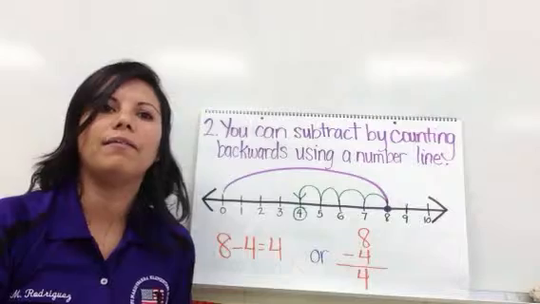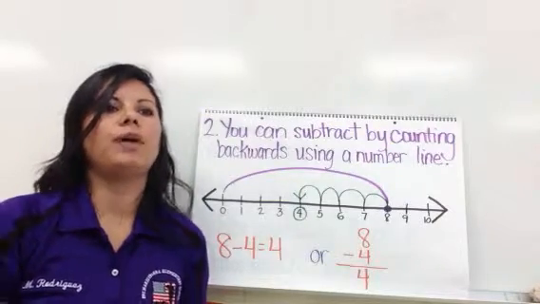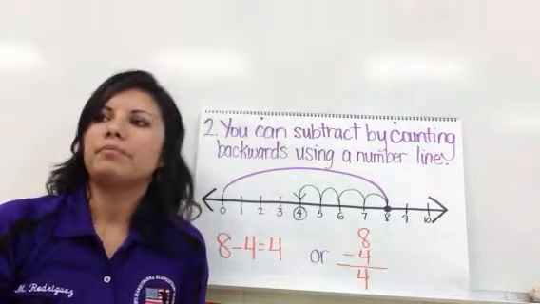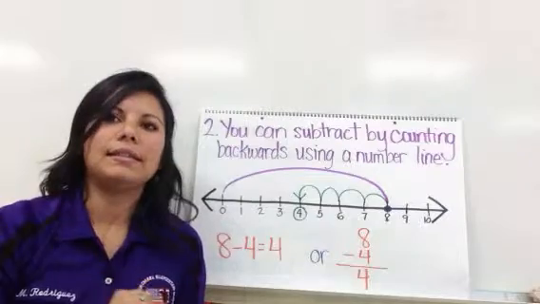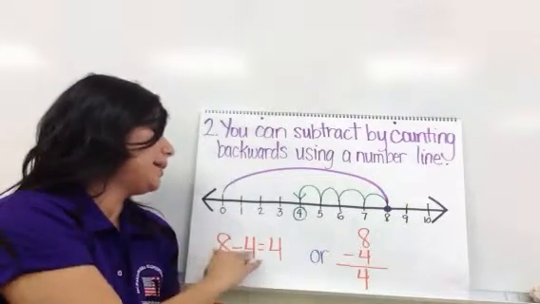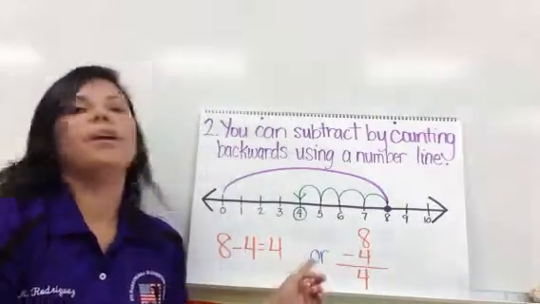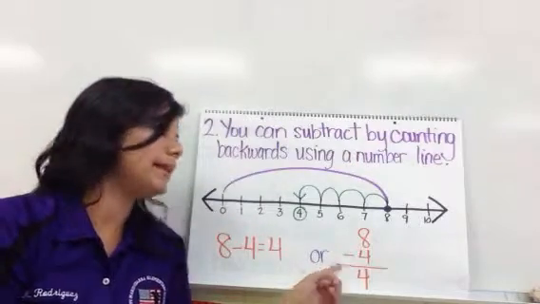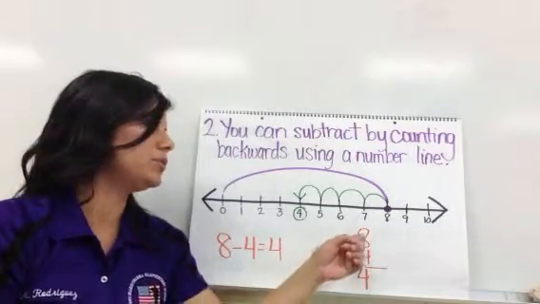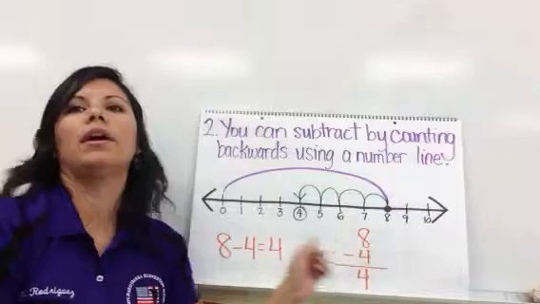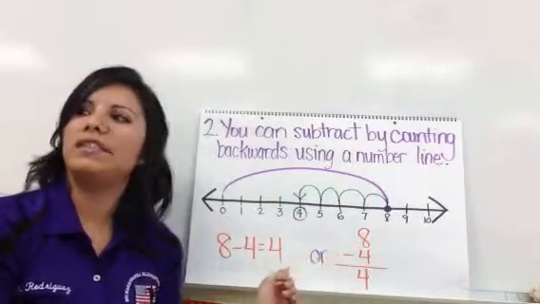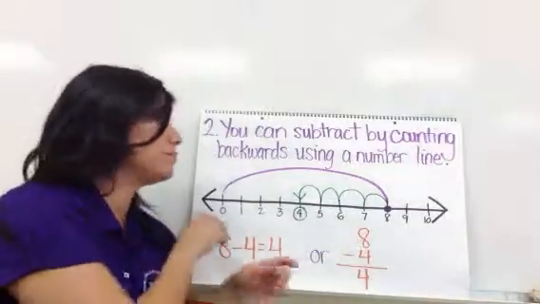So here I have 2 different ways that you can write it. The first way that you can write it is side to side, left to right. 8 minus 4 equals 4. Another way that you can write this problem is up and down vertically. You can also say 8 minus 4 equals 4. Both of these are the same and correct answer.